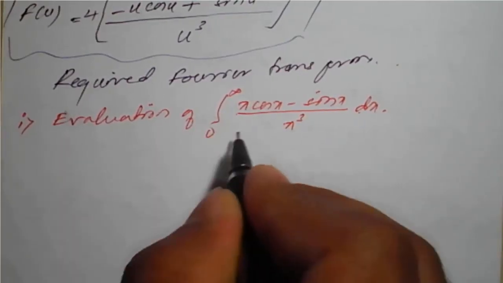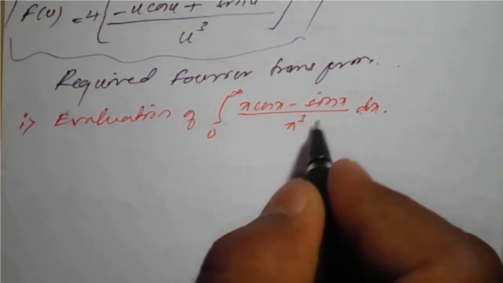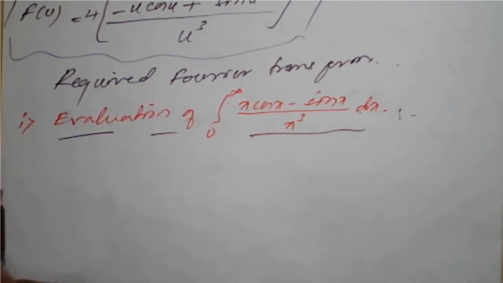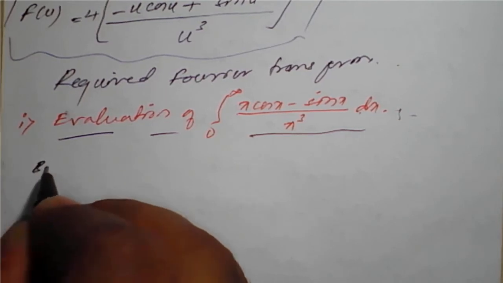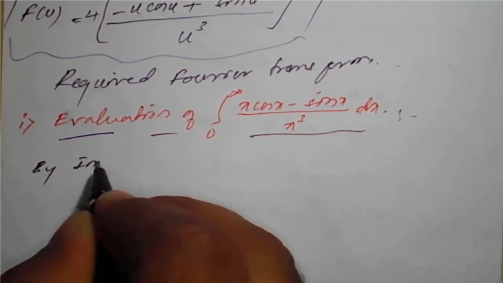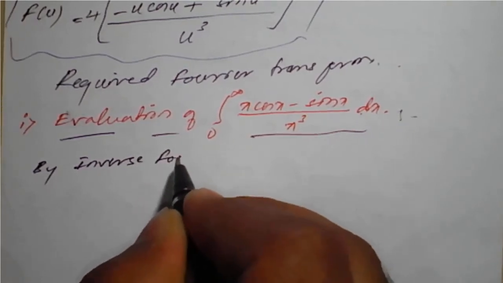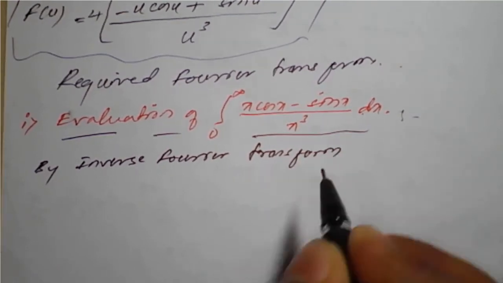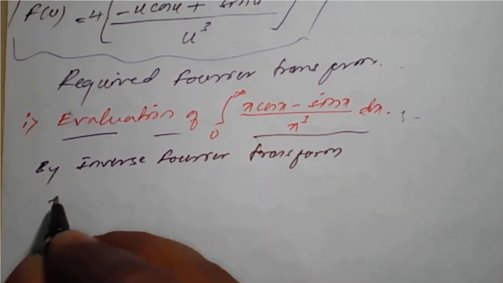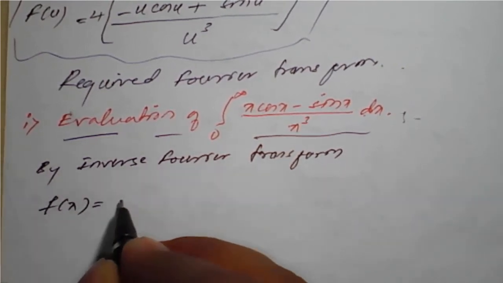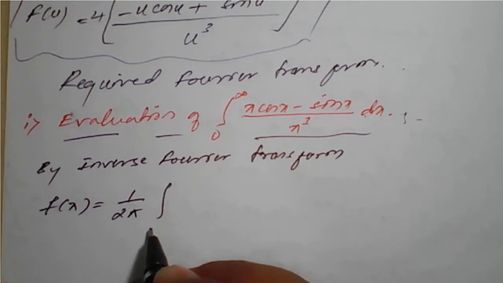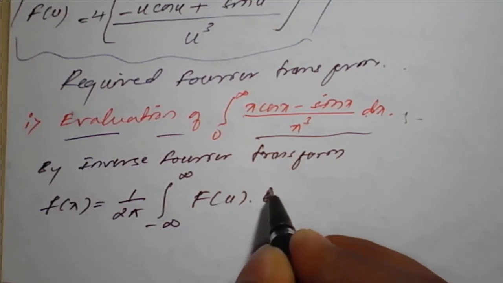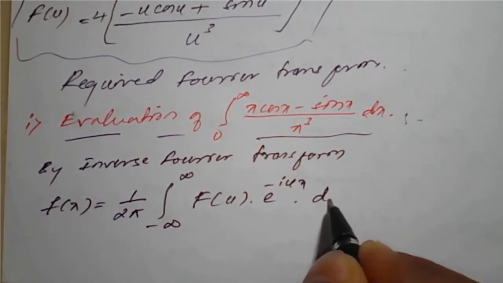Now the evaluation of the integration from 0 to infinity of x cos x minus sin x upon x cube into dx, we need to find the result of this. So this is the required thing, the deduction part. This we'll see by inverse Fourier transform. The inverse Fourier transform is given by f of x is equal to 1 upon 2 pi integration from minus infinity to plus infinity of capital F of u into e raised to minus i u x into du.